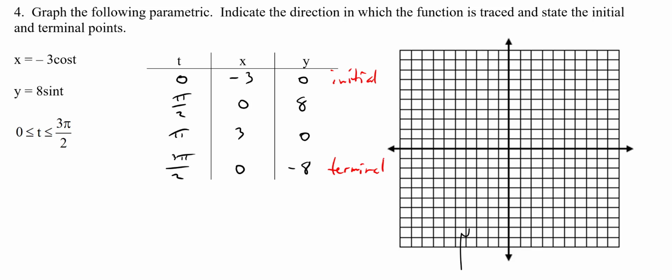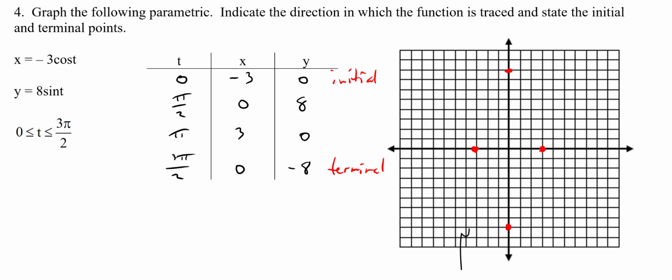Okay, so let's go ahead and plot this. I'm going to make this true to scale here, because it goes up to 8 and to -3 and whatnot. Okay, so we have our initial point is -3, 0, which is right here. And then 0, 8, which is here. And then 3, 0, which is here. And then 0, -8, which is here.